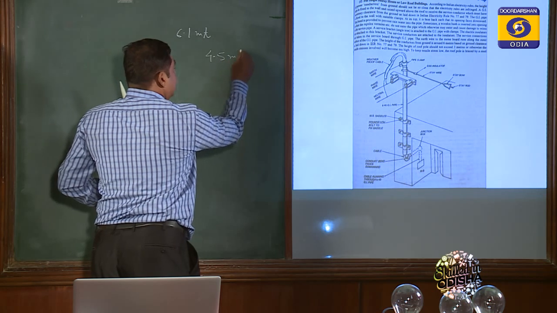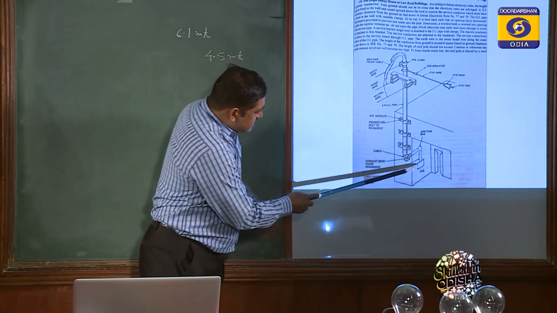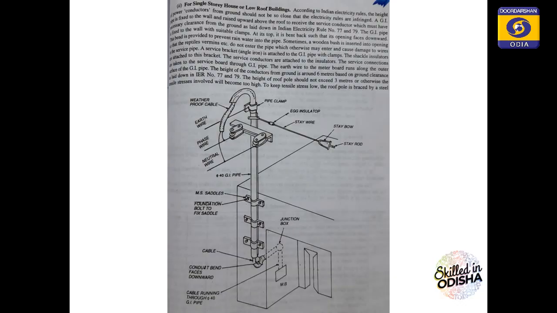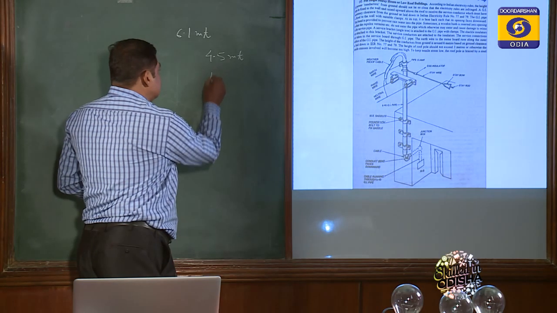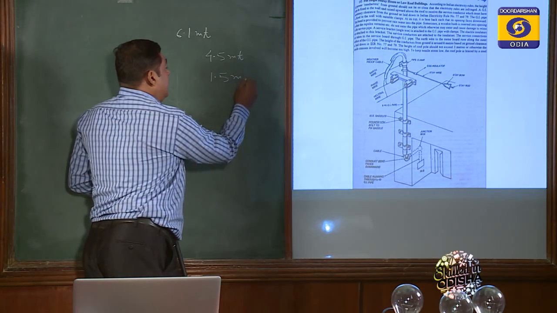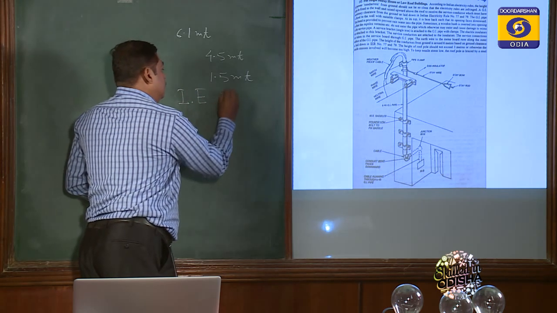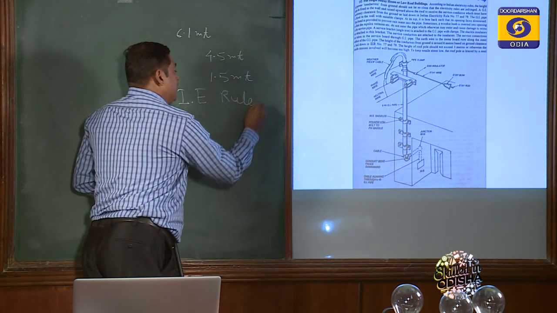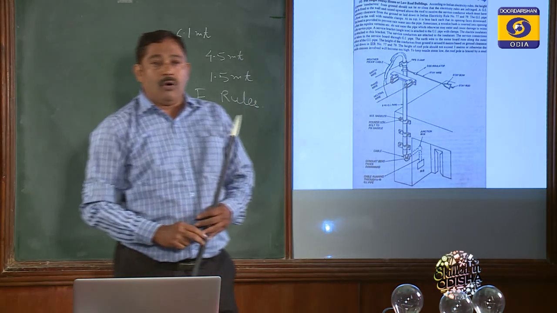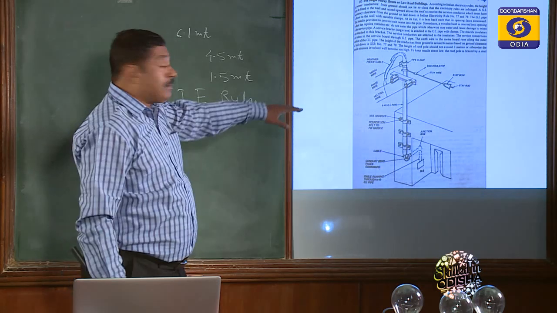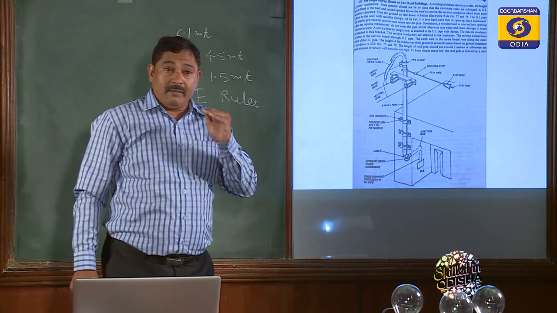These are Indian Electricity Rules, remember. And this distance, you see here we have the main switch, the meter and main switch. This clearance should be minimum 1.5 meter. These are Indian Electricity Rules, IE rules, or you can say Indian Electricity Act 2004. So these are the basic things we have to adhere to. These are kept keeping safety in mind.